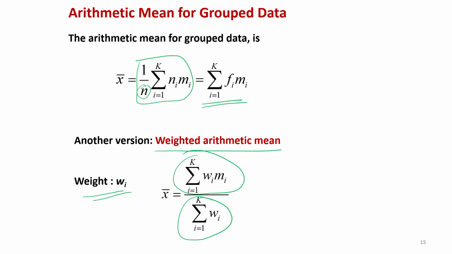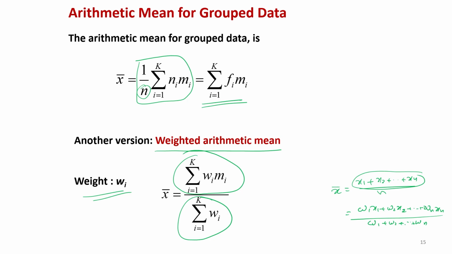For example, look at the simple arithmetic mean, which was x1 plus x2 plus up to xn divided by n. Here we are giving equal importance to each and every observation. But when I make it w1x1 plus w2x2 plus up to wnxn, divided by w1 plus w2 plus up to wn, then this becomes the weighted arithmetic mean.